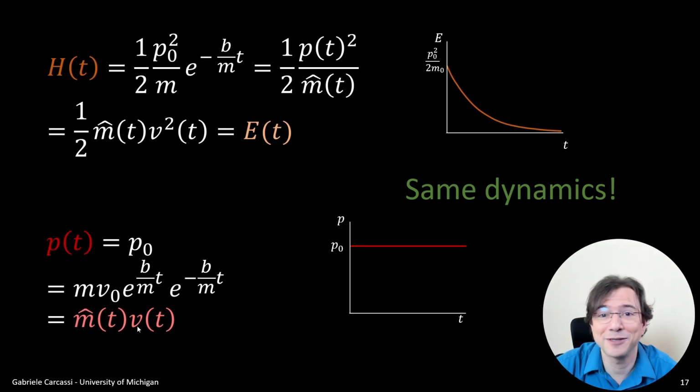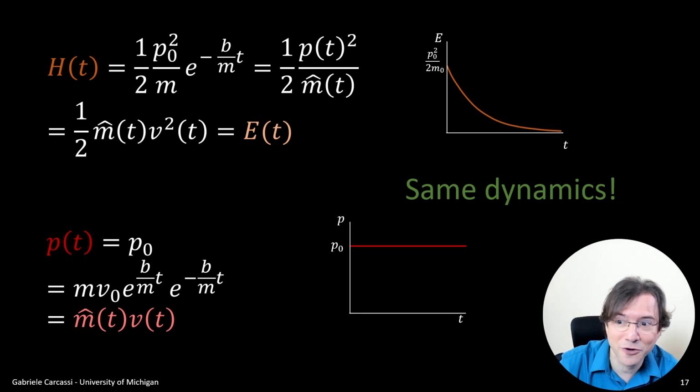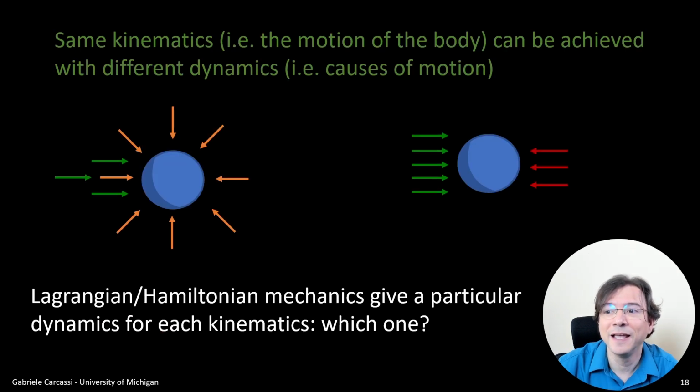So we could say that the Hamiltonian and Lagrangian that we had before are not really describing a particle under linear drag because the dynamics does not match, but they can be used to describe a particle that has a variable mass in the same exact way that we saw before, because they not only match the kinematics, but also match the dynamics. And so again, this is the issue. The same kinematics, the motion of the body, can be achieved with different dynamics, the causes of motion. You can see something that looks the same as something else, but the causes of motion are different. And the Lagrangian and Hamiltonian and any mechanics have to tell you a particular cause of motion.